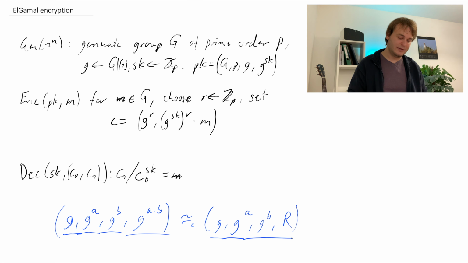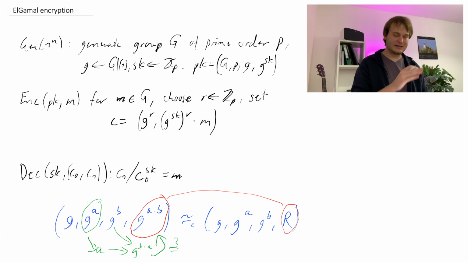Notice that one way to break this assumption would be to compute the discrete log of G to the A. Then I would get A. And with that A, I could easily compute G to the B times A using this part. And then I could just compare whether this is equal or not, and easily distinguish whether I got the G to the A times B or the R. But because we think discrete logs are hard to compute, this route of attack is impossible. More than that, we assume that it's even hard to distinguish G to the A times B from R.